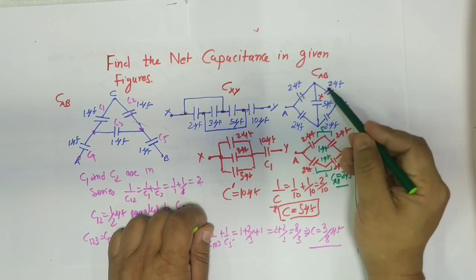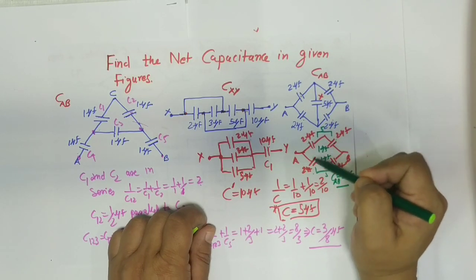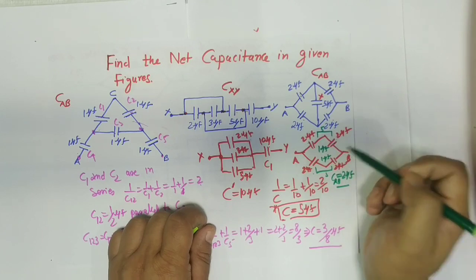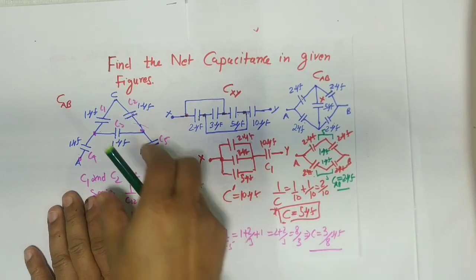So again repeating, 2 and 2, it becomes what? 1. 1 by 2 plus 1 by 2 is 1, and then they are in parallel. So it is 2 microfarad capacitance here. So this is how we are going to calculate.